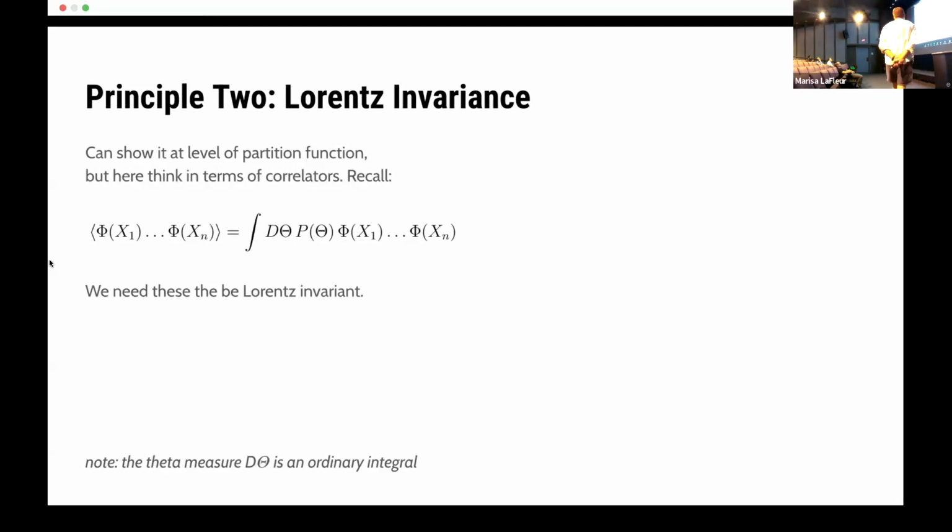Okay, so principle 1 is homogeneity. Principle 2 is Lorentz invariance. So you can show it at the level of the partition function, but here I like to think of it in terms of correlators. These are the correlation functions of the theory. These are the things, very roughly, if one wanted to think in a particle physics way, that are the analogs of amplitudes. And we have them computed in parameter space where capital theta is the parameters of my neural network. These are the things that I need to be Lorentz invariant.